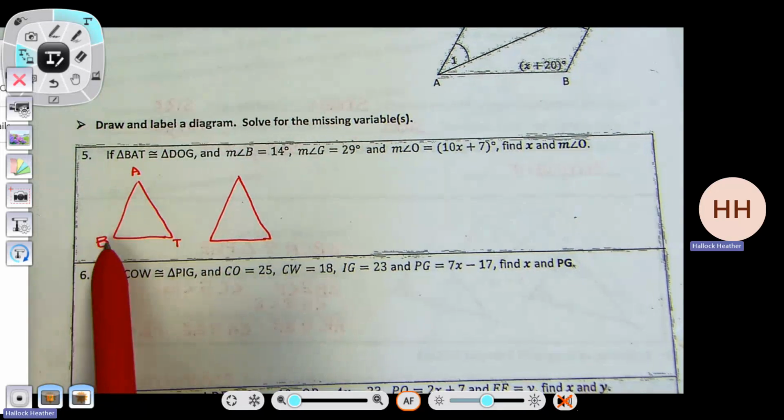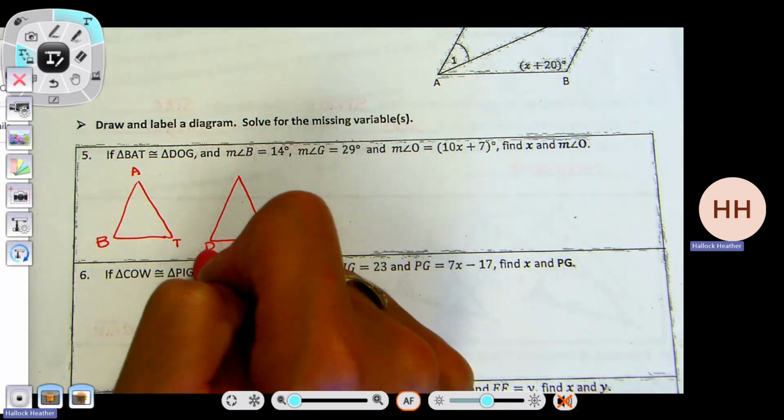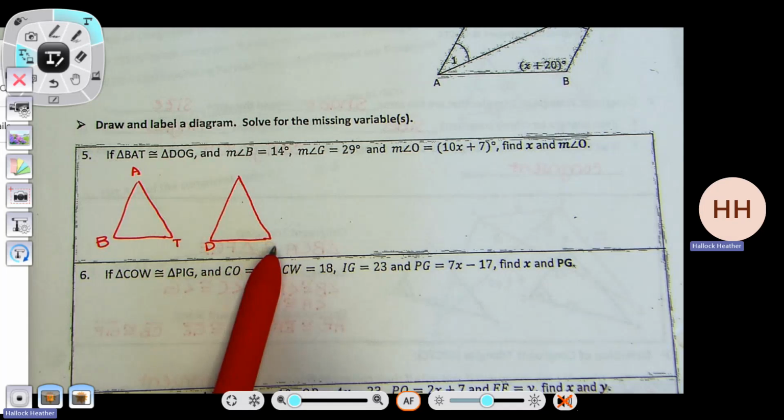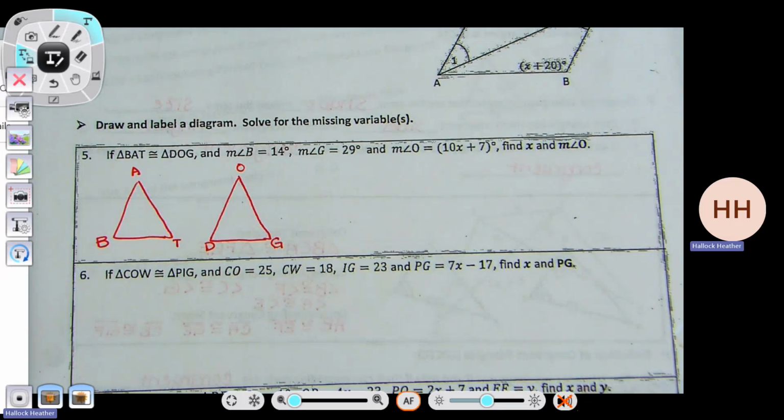Because I put B down here, what must go down here? Not B. There's D. If I put T down here, what has to go down here? G, and what's going to go at the top? O. So it does matter where you place them, technically, for the second one, not the first one.